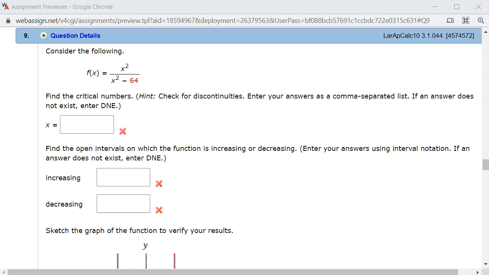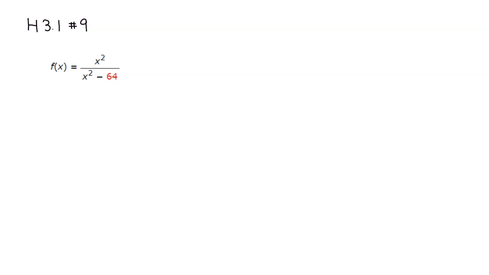All right, let's look at homework 3.1, problem number 9. Let's find the critical number of this given function here. First I'm going to look for the domain too.